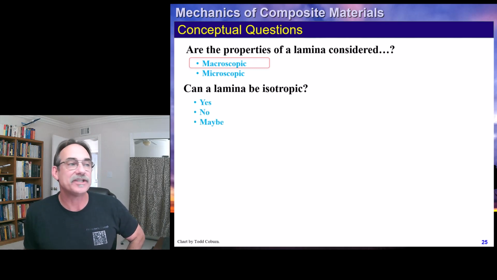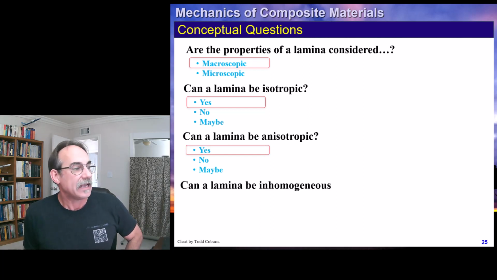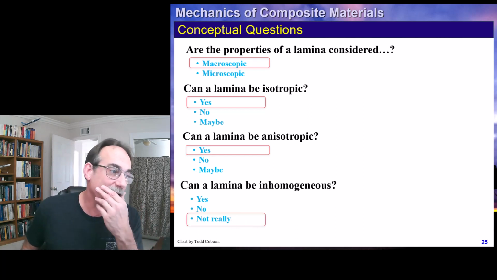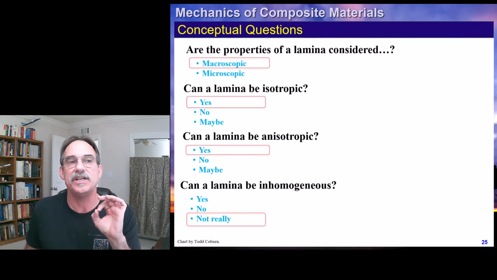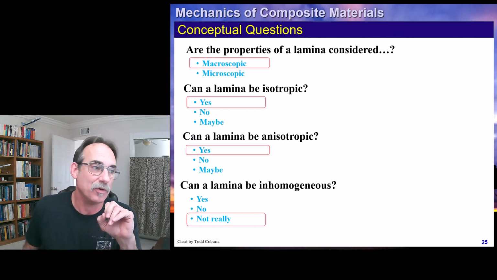Can a lamina be isotropic? Sure, of course. Can a lamina be anisotropic? Also, yes. It can be basically anything as long as it's roughly homogeneous. Can a lamina be inhomogeneous? Oh, I just spilled the beans. Not really. When I say not really, what that means is no, it can't, but there are a lot of things that are inhomogeneous that are close enough for government work that we can pretend they're behaving in a homogeneous way.